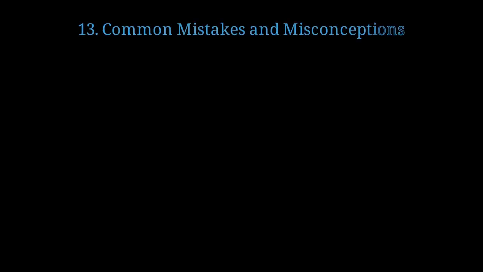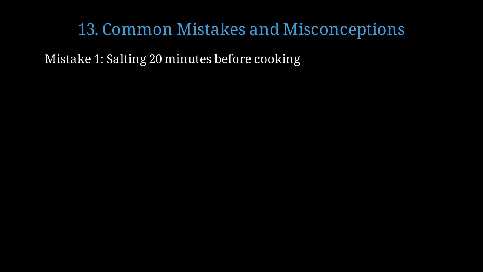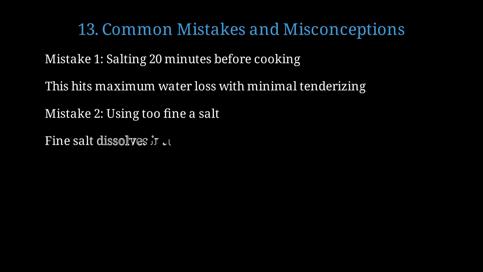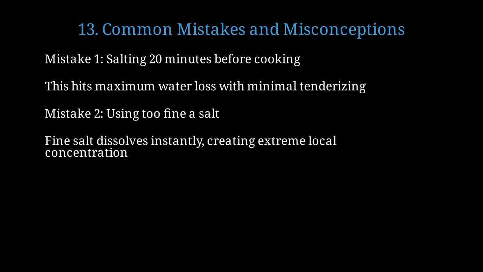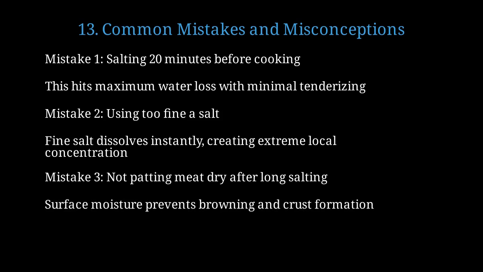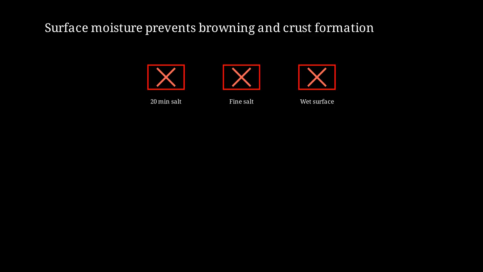Let's address some common mistakes people make with salting. Mistake number 1, salting exactly 20 minutes before cooking, right in the worst part of the danger zone. This timing hits you with maximum water loss, but minimal tenderizing benefit. Mistake number 2, using table salt instead of coarse salt. Fine salt dissolves almost instantly, creating extreme localized concentration that pulls out water too aggressively. Mistake number 3, not patting the meat dry after long salting before cooking. That surface moisture prevents proper browning and crust formation during cooking. Avoid these 3 critical mistakes: 20-minute salting, fine salt, and not drying the surface.